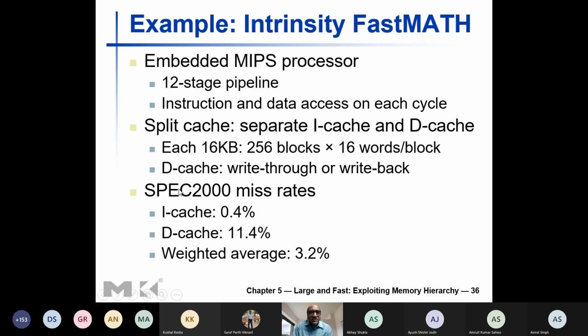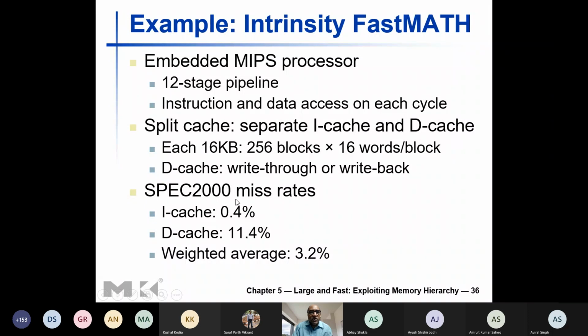It uses two different caches, and these are the miss rates. On the instruction cache, the miss rate equals 0.4%, and on the data cache, the miss rate equals 11.4%. So 11.4% means that on the data cache, only a few instructions lead to the data cache. Out of those, 11% may lead to misses. When you put these two together, the effective average miss rate will be about 3.2%. This is on a particular benchmark data set.